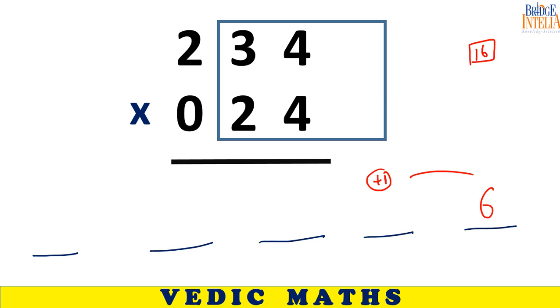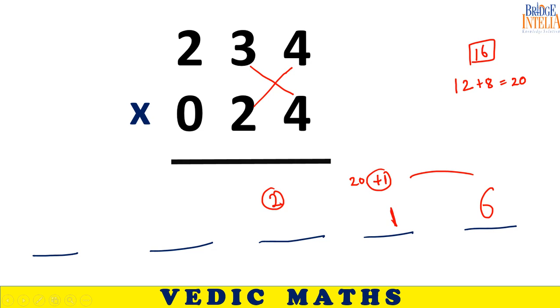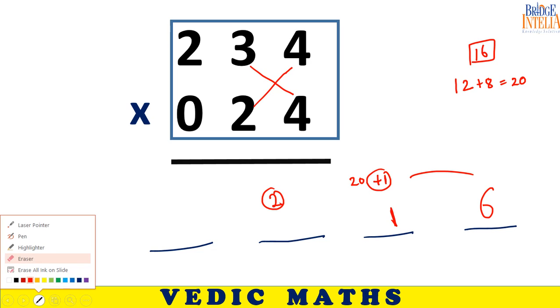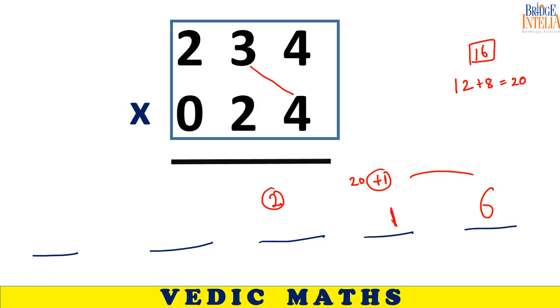So if you connect 3 with 4, so 3 fours are 12, and then you connect 2 with 4, so 2 fours are 8. So 12 plus 8 is equal to 20. So 20 plus 1 becomes 21. So write 1 here, and remaining 2 is carry forwarded. Now move the box forward. So if you move the box forward, it comes into this position. So now the box is in this position.